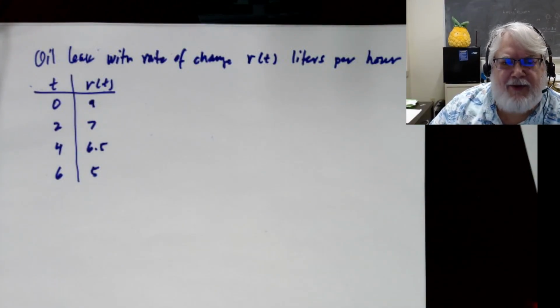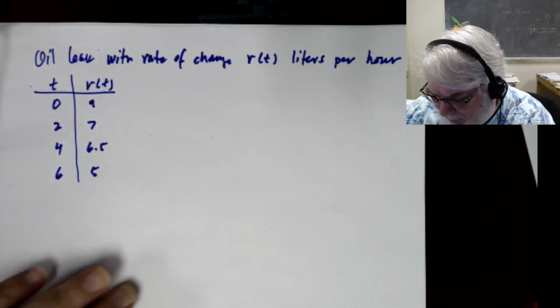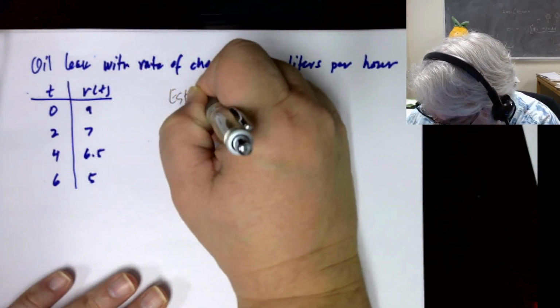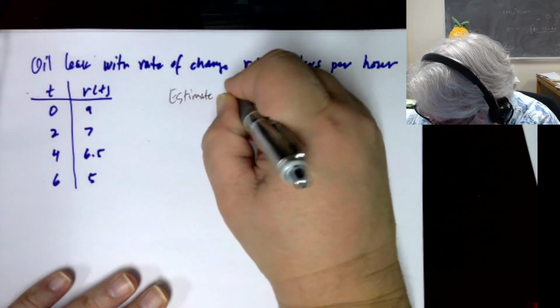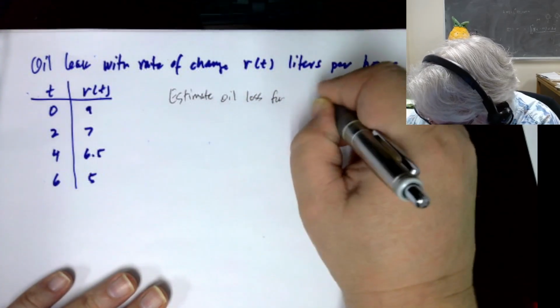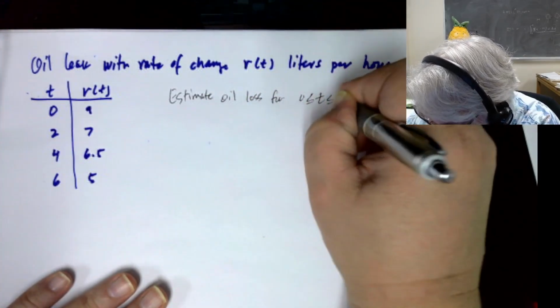Okay, so now the question is, how much oil have we lost? So can we estimate the oil loss for time 0 to time 2?